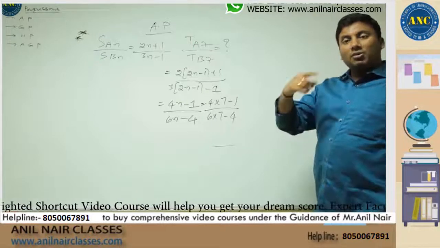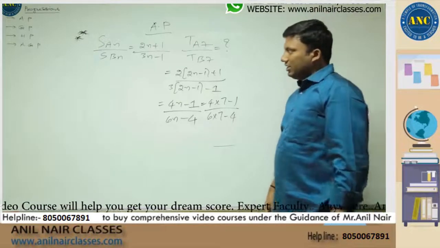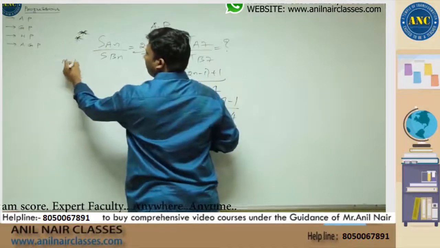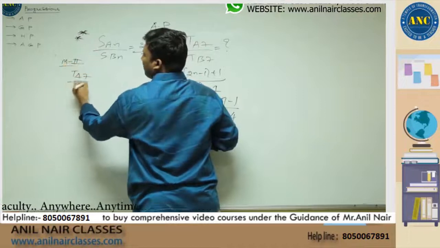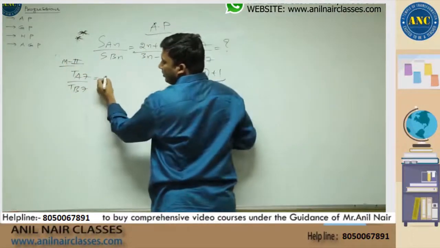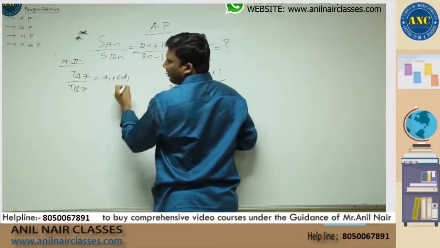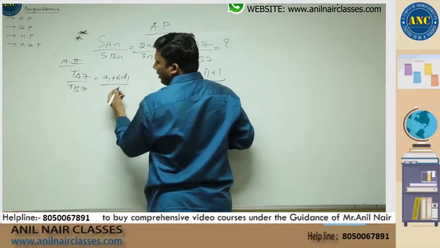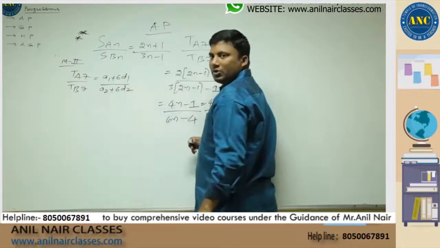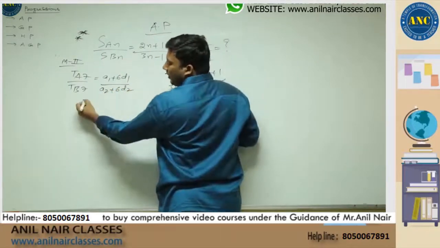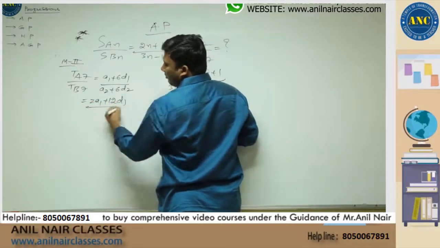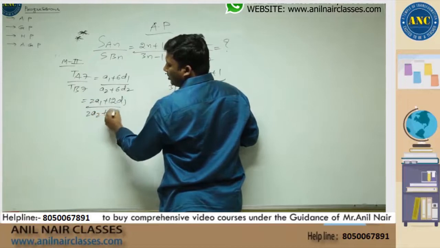You can also do this problem in a different way. See here. Method 2. TA7 by TB7. What is TA7, sir? a1 plus 6d1, divided by a2 plus 6d2. Right? I will multiply by 2: 2a1 plus 12d1 by 2a2 plus 12d2.